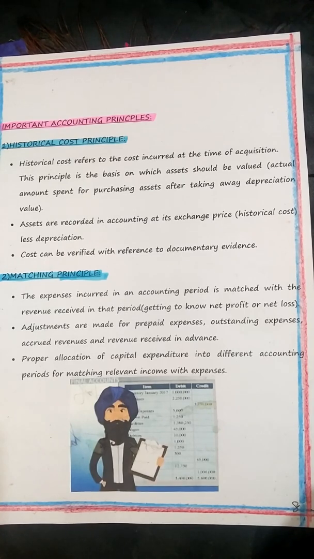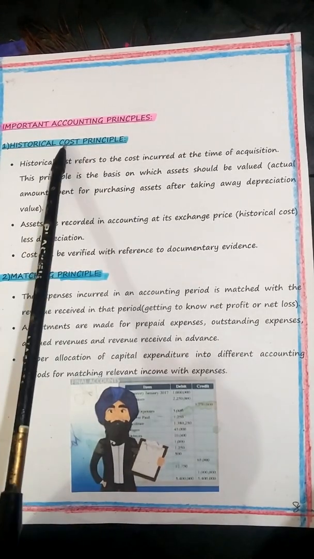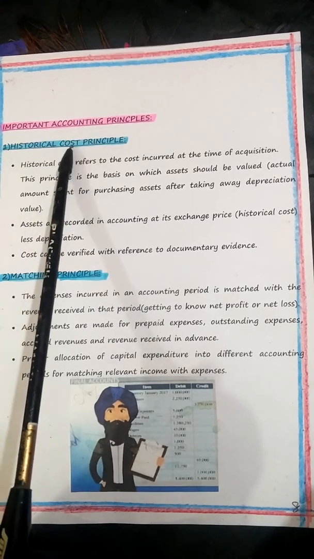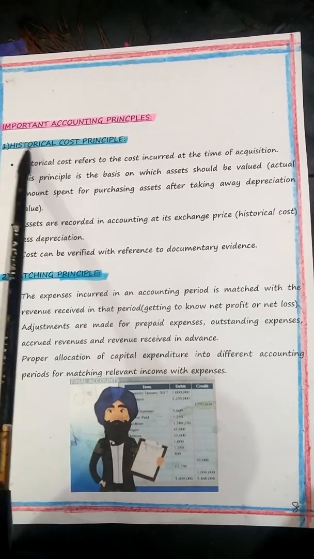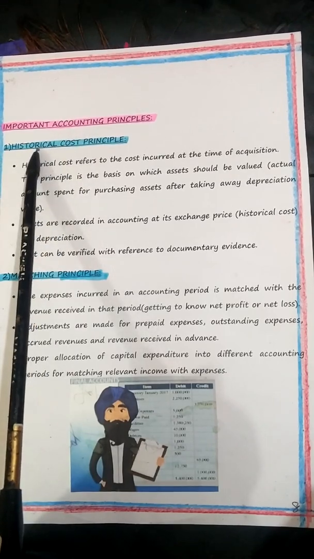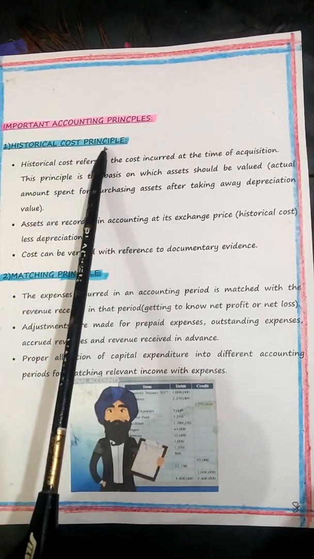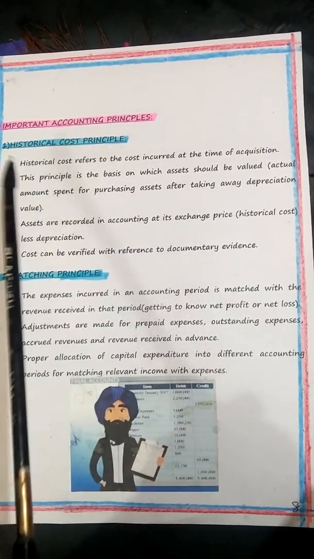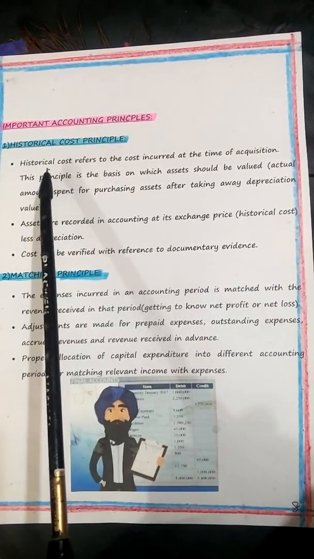Now we'll go to the first important learning objective, important accounting principles. First one is historical cost principle. Cost is expenditure. Historical means what has taken place. Expenditure which has actually taken place is called historical cost, and there's a principle. Principles are nothing but guidelines. So you should know. Let me read out for you and I'll tell you the additional points to make it very easy.